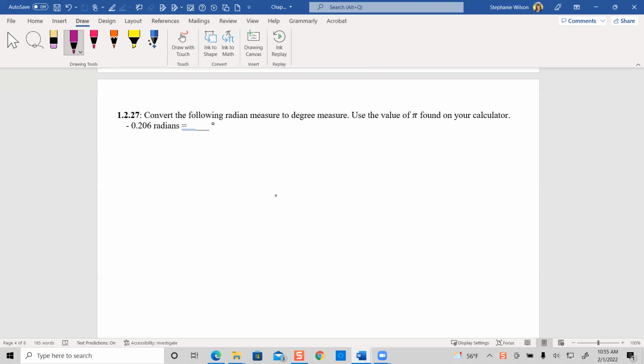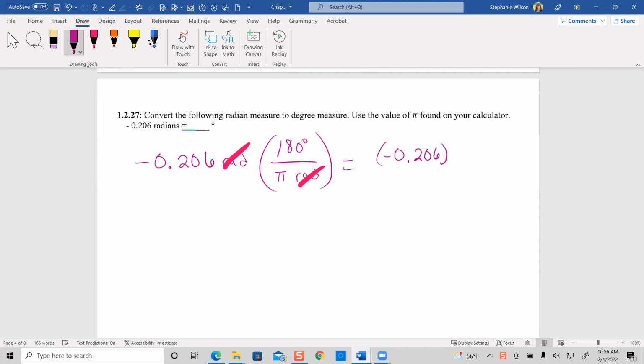So what I'm going to do is take my negative 0.206 radian, and I'm going to use the conversion I know because we want radians to go away. That means the pi needs to go on bottom, and you can write the word radian with it if you want. Reduce it. Now, what do I have? I have negative 0.206 times that 180 degrees, all divided by pi.